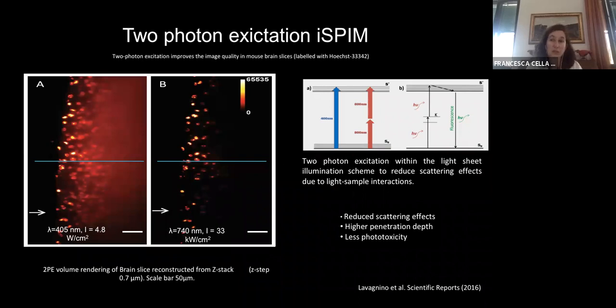Similar considerations can be made for the brain slices, because also a brain slice cannot be easily held within agarose gel or in the water chamber.